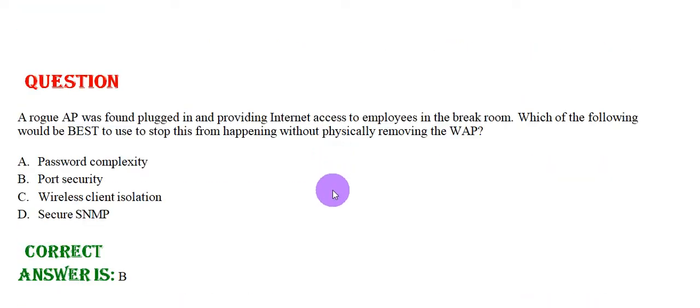A rogue AP was found plugged in and providing internet access to employees in the break room. Which of the following would be best to use to stop this from happening without physically removing the WAP? Option A, password complexity. Option B, port security. Option C, wireless client isolation. And option D, secure SNMP. The correct answer is option B.